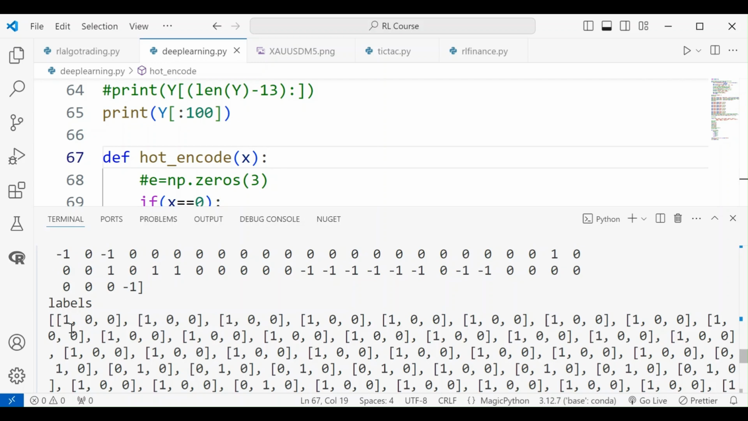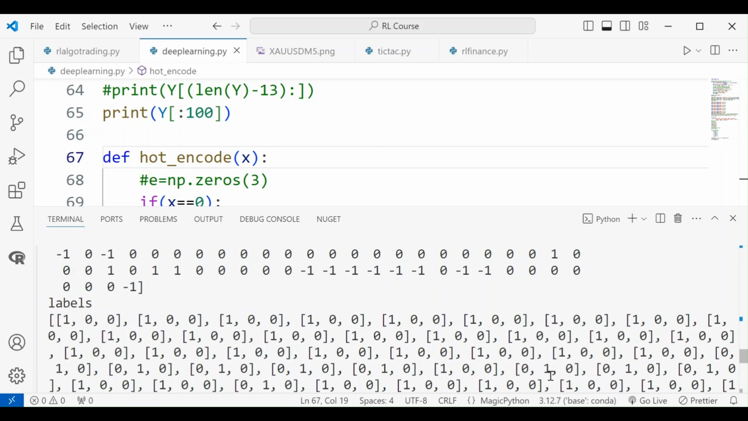We code zero as 100, right? The probability one means this is a probability. We code one as 010. This is the second digit. There is a probability one. That means that it moved more than four.